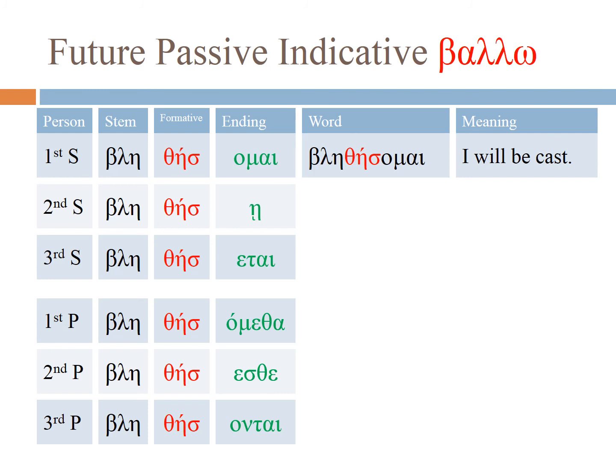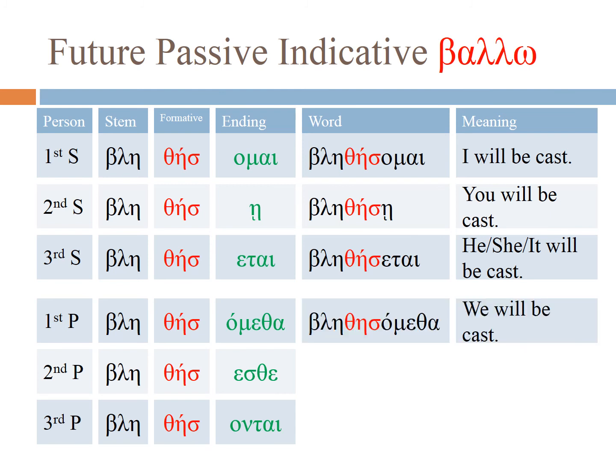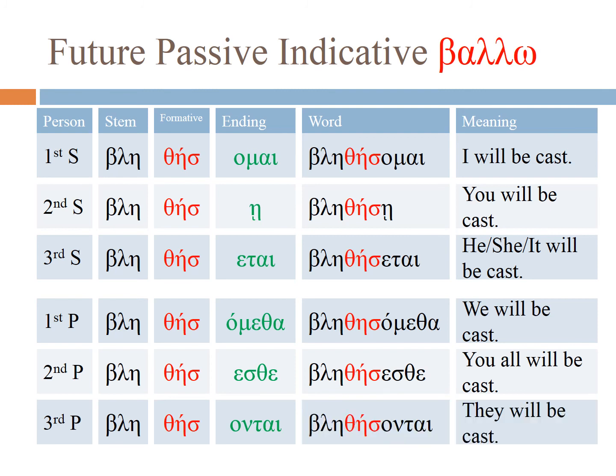Second person singular, βληθήσῃ, you will be cast. Third person singular, βληθήσεται, he, she, it will be cast. First person plural, βληθησόμεθα, we will be cast. Second person plural, βληθήσεσθε, you all will be cast. And the third person plural, βληθήσονται, they will be cast.